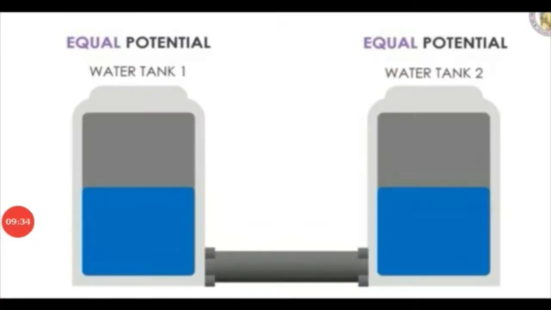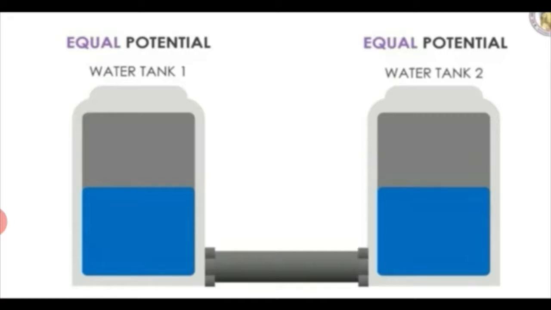Let's see the examples to understand the electric potential and potential difference. Suppose we take two water tanks placed at the same level of water and connect both with a tube. In this case, does the water flow from one tank to the other tank? No. Why? This is because there is no pressure. Water level is the same in both the tanks. So water will not flow.